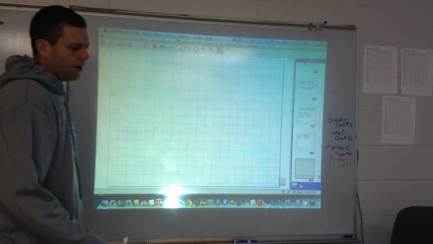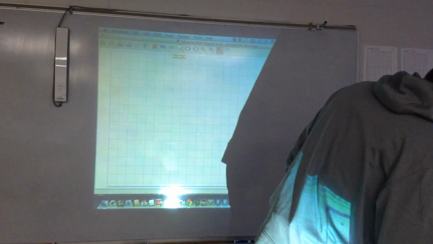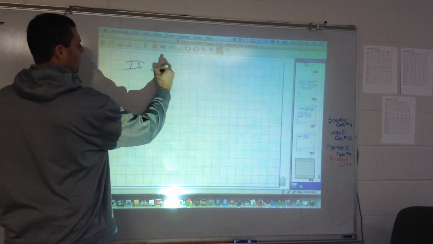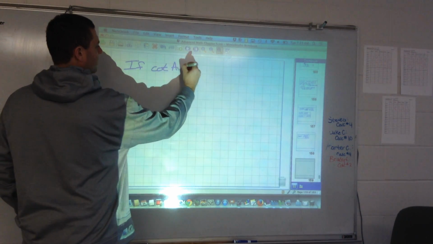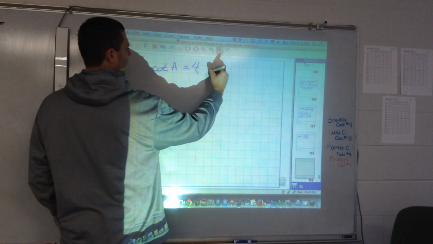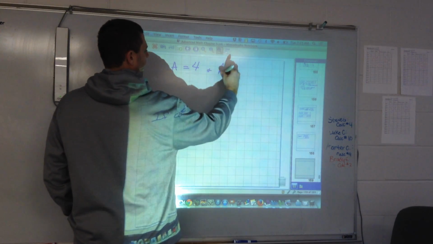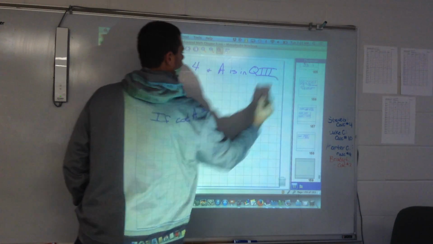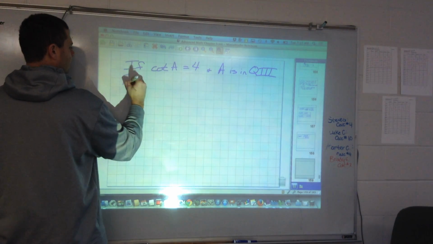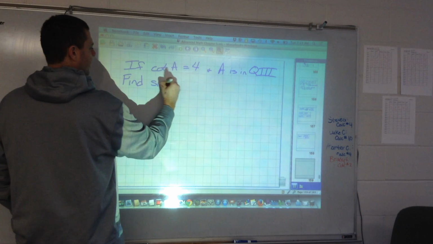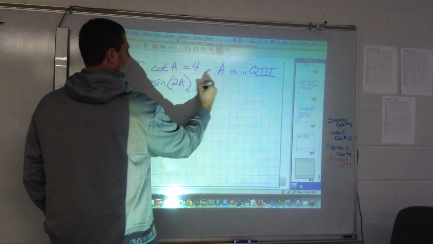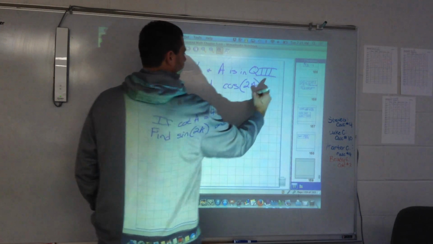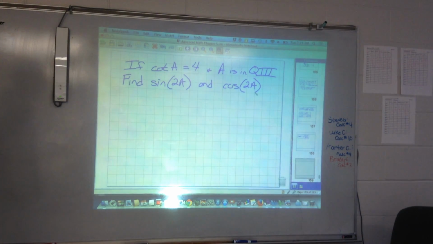Okay. For example, let me give you this one. If the cotangent of some angle equals 4, and that angle is in quadrant 3, let's find the sine of twice that angle and the cosine of twice that angle using identities, using exact values.